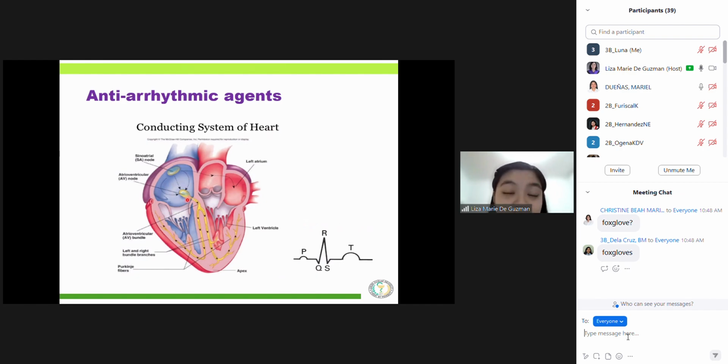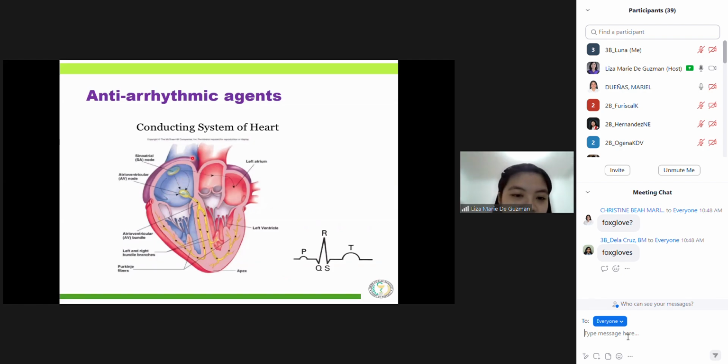So these electrical impulses, which are responsible for the cardiac contraction, originate from the SA node. And then it will spread to the left atrium and to the right atrium. And then it will go to the AV node, passing through the AV bundle. So you can see here, class, the AV bundle is divided into two branches, the right and the left bundle branches. And then going now to the Purkinje fibers found at the tip of the heart.